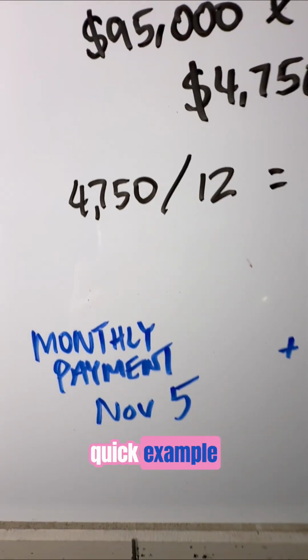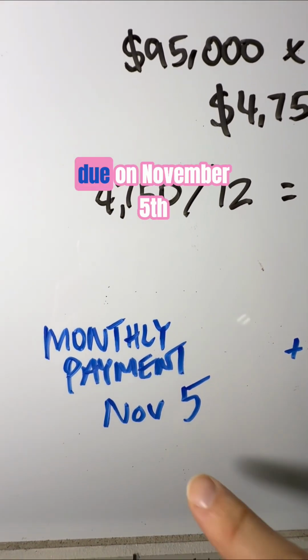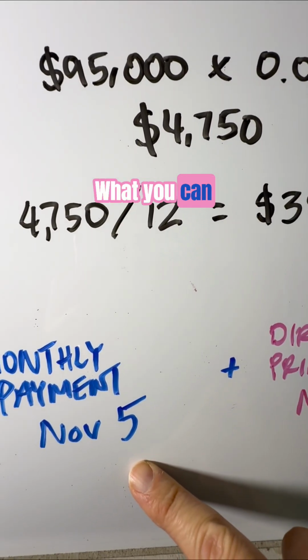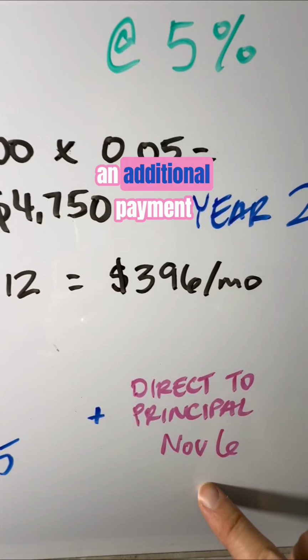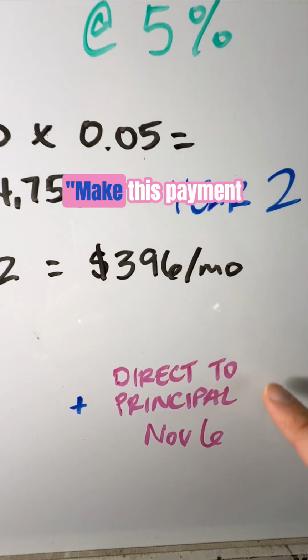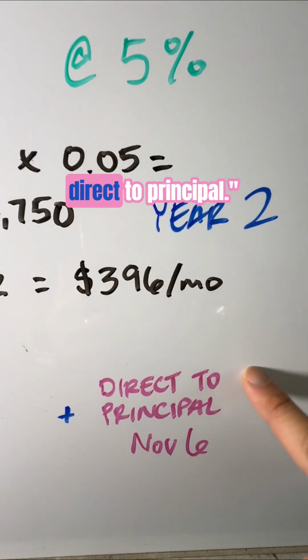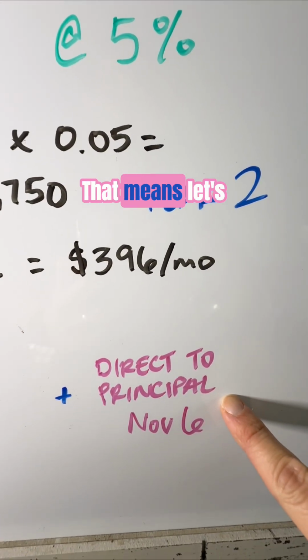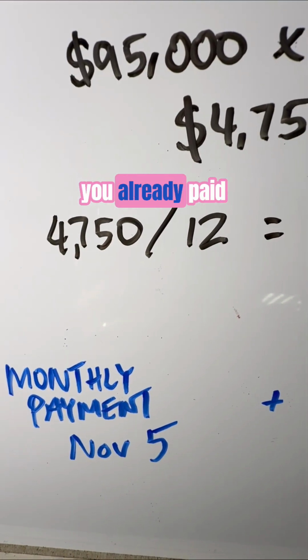So here's a really quick real life example. Let's say that you made a monthly payment that was due on November 5th. What you can do to drive that principal lower faster is make an additional payment, and you tell your lender, make this extra payment, after what was required, direct to principal. That means, let's say you added another $500 payment on top of what you already paid.